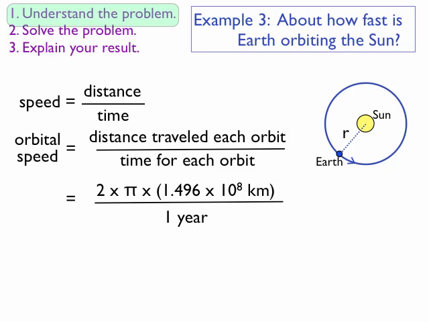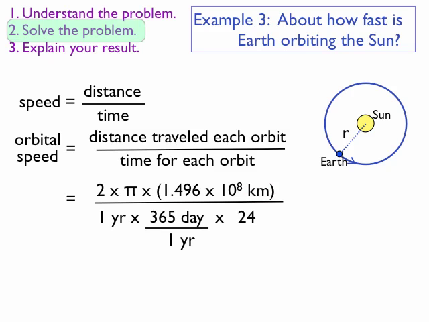We now have an equation for the answer, so we can move to step 2, solving the problem. Notice that if we do the equation as is, the units will end up as kilometers per year. It will be easier to understand if we convert to kilometers per hour, which we can do by multiplying the year by 365 days per year and 24 hours per day. Notice that all the units cancel except for the kilometers in the numerator and the hours in the denominator. So our final answer will be a speed in kilometers per hour.